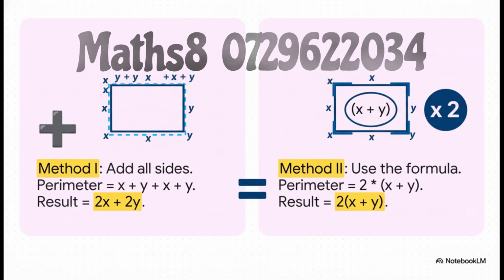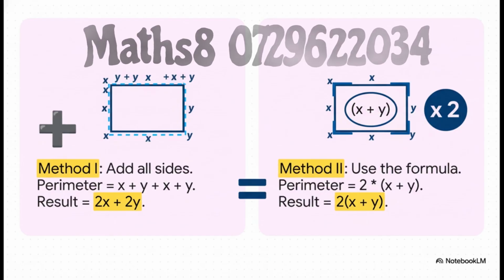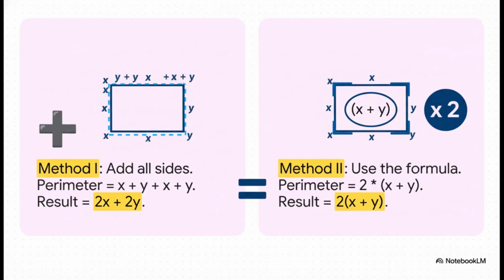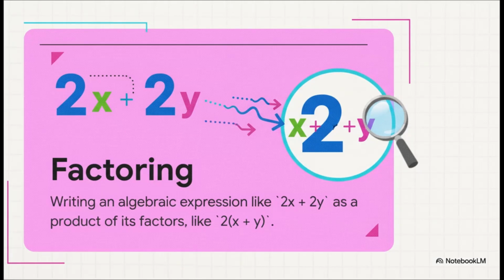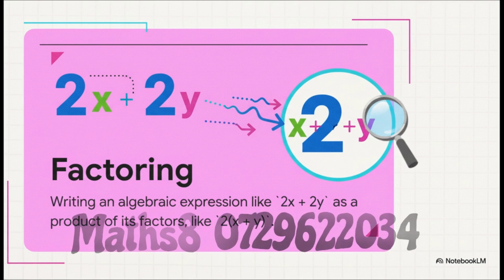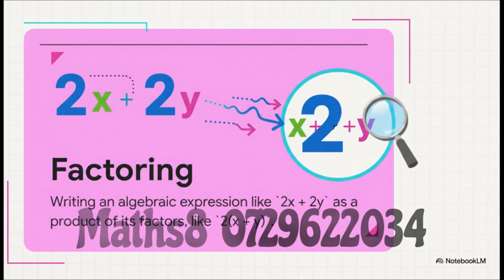The second way, we use the classic formula. 2 times the length plus width, which gives us 2 times the quantity x plus y. Now, here's the key. Since both methods describe the same rectangle, these 2 expressions have to be equal to each other. And right there, that's it. That is the essence of factoring. It's like we're just undoing the distribution. We're taking an expression that's written as a sum, like 2x plus 2y, and we're rewriting it as a product, things multiplied together, like 2 times the quantity x plus y.